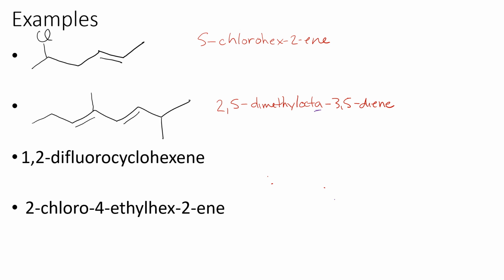Our structure for 1,2-difluorocyclohexene: we have a 6-membered ring, so there's our cyclohex. It is an ene, so we have to have a double bond. Remember, since it's a ring, that double bond needs to come between carbon atoms 1 and 2, which is why there is no number there. We then have a fluoro group on carbon atom 1 and a fluoro group on carbon atom 2. We have already defined carbon atoms 1 and 2 because of the double bond. So this would be our structure for 1,2-difluorocyclohexene.